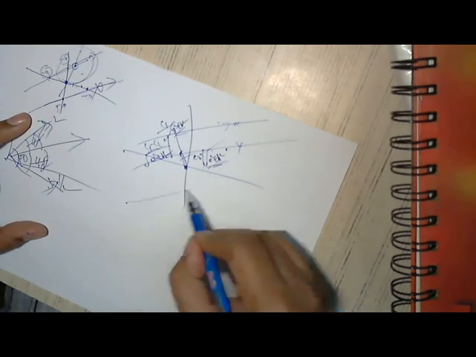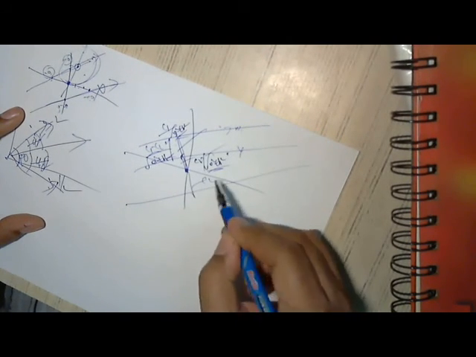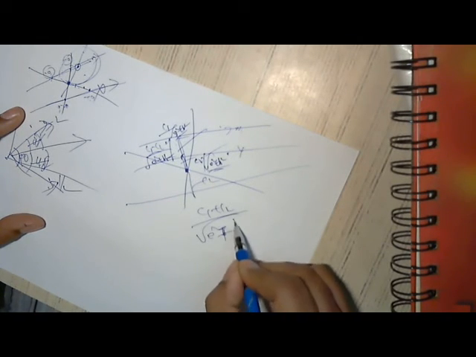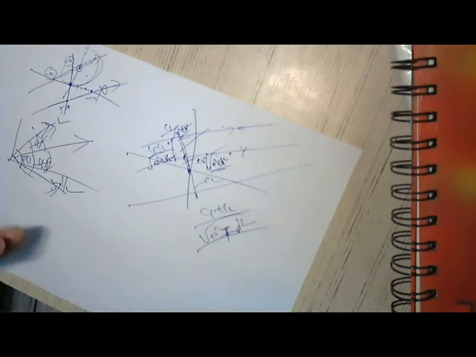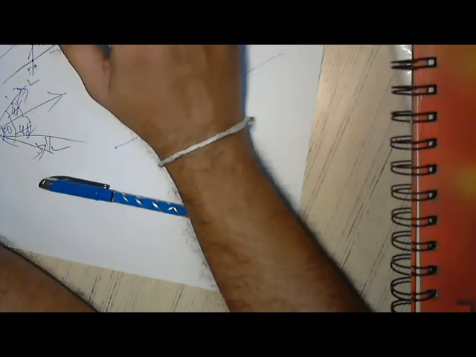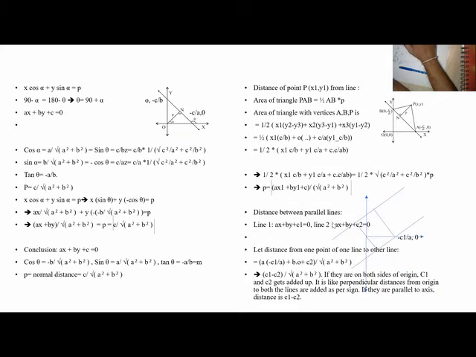Suppose the second line is on the other side, then what happens? This is C1, this is C2. So it becomes C1 plus C2 by square root of a square plus b square. So depending on the origin, we can find out. This is the equation. Or we can substitute.